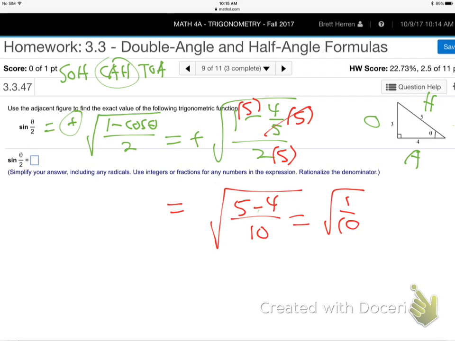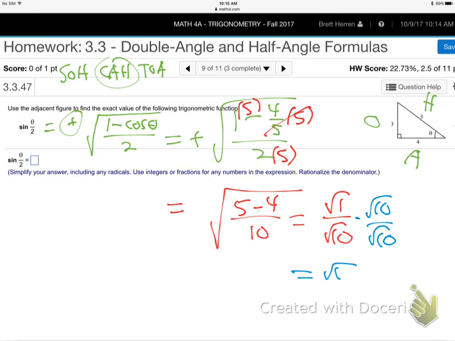Now, we can't leave it this way because this means a root in the bottom. Remember, a root over the whole fraction means a root on the top and a root on the bottom. In fact, I'll write it that way for extra clarity. It means this, and you cannot leave a root in the bottom. Remember that? We can never leave a root in the bottom. So you know how to fix this from your algebra days. Just multiply top and bottom by root 10.